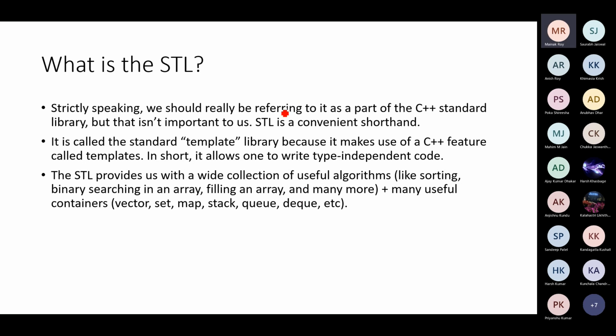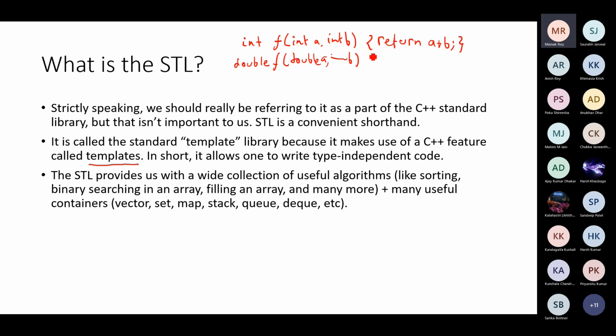So templates basically allow us to write type independent code. For example, let's say you wanted to write some function for adding two integers. Say you wrote int f, int a, int b, and in this you return a plus b. Now say you wanted to write the same function but for doubles instead of ints. So again, you would write double f, double a, double b, and return a plus b.